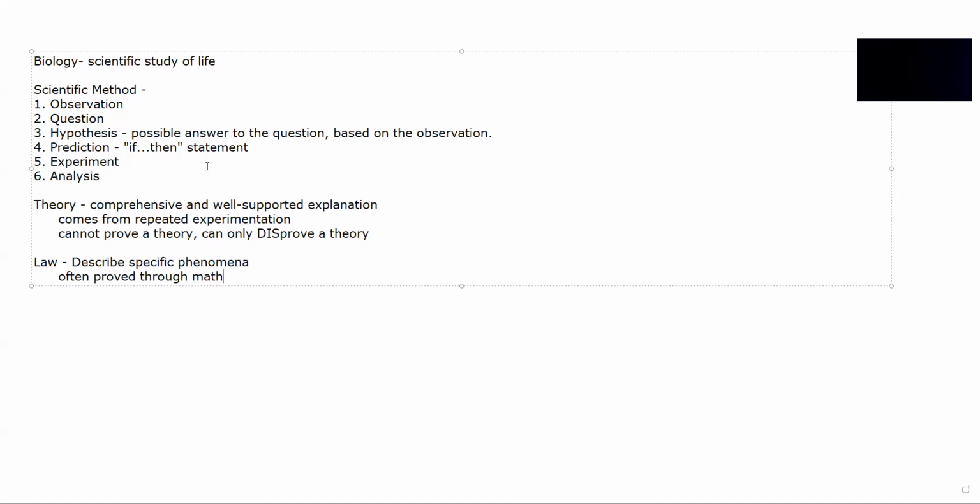So a law then is going to be stronger than a theory. If we're looking at strength, so to speak, hypothesis is going to be the weakest, followed by theory, then a law, and then finally a fact. And a fact is information considered to be completely true, at least based on current evidence.